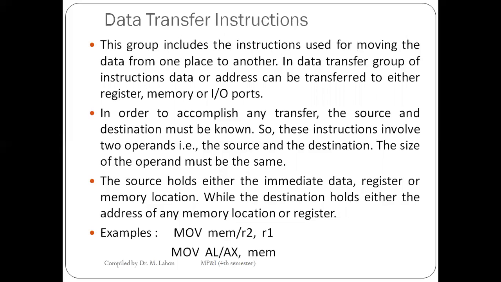The source and the destination both have to be mentioned in the instruction when we are going to use these types of instructions. The source will hold either the data, register, or memory location, and the destination will hold the address of any memory location or the register. Some examples are already mentioned, you can see.